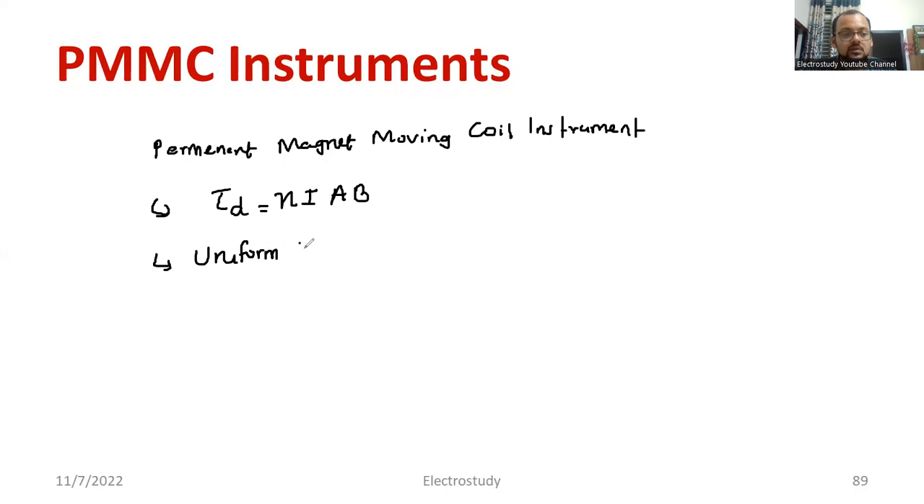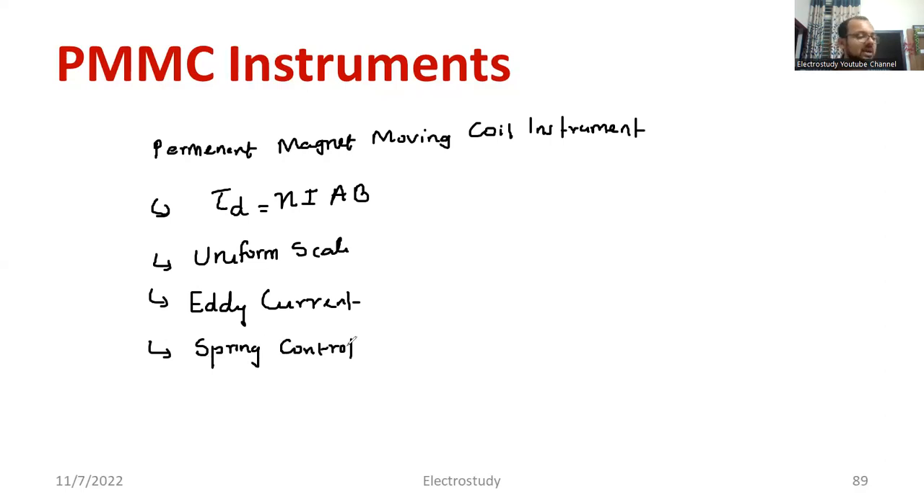Another important point, PMMC is mainly used for measurement with a uniform scale. Okay, the scale of the PMMC instruments will always be uniform. Then what kind of damping is employed here? Normally eddy current damping is employed. Please make a note of this. Also, what kind of control? Is it spring control or gravity control? Usually, in PMMC instrument, spring control is employed. Some direct questions may be asked based on these points.